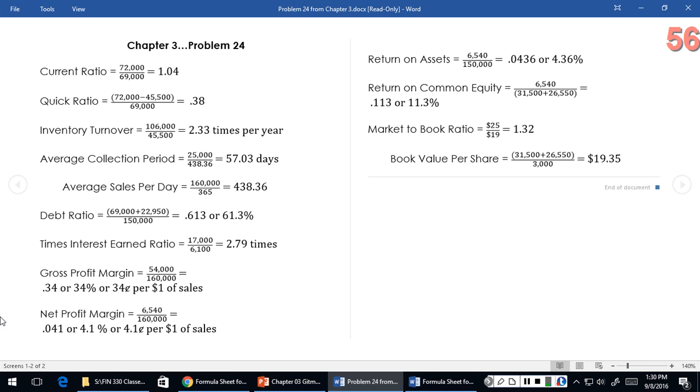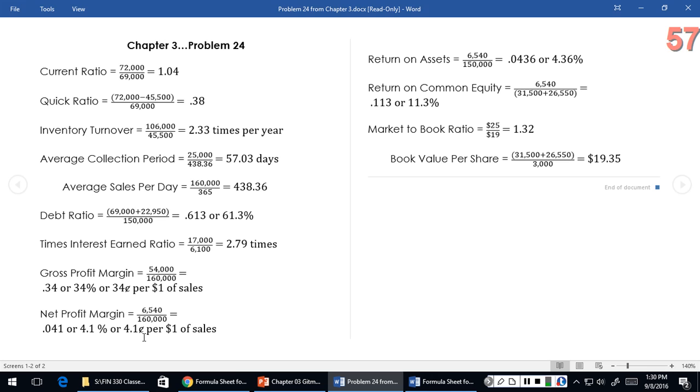Okay? So you've got gross profit margin, net profit margin. Now, in the example in the video, I also talk about something called operating profit margin. Operating profit margin falls right in between these two, and it's going to be the operating profit, or the EBIT, divided by sales. Now, we get down to the net profit margin. That's going to be the 6540 divided by 160. So after everything is paid, this company makes 4.1 cents per $1 of sales.